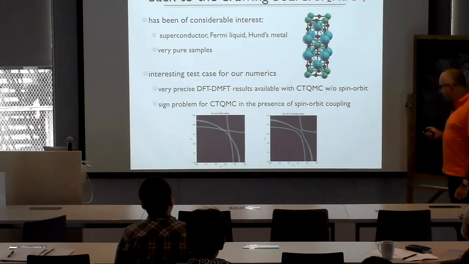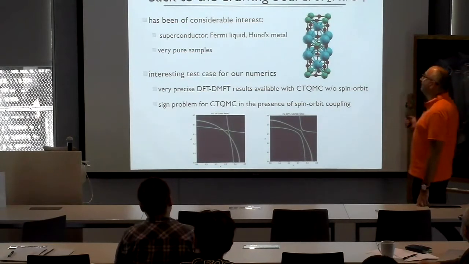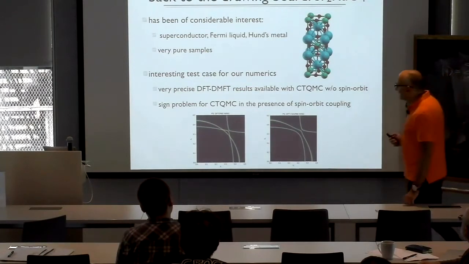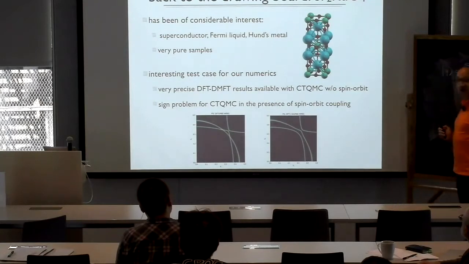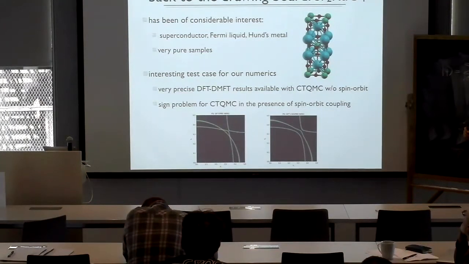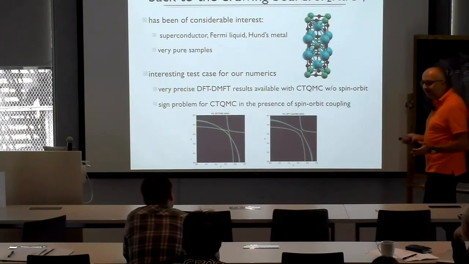So what did we do? What did we look at? Strontium ruthenate. Well, this has been of considerable interest because it has lots of interesting theoretical aspects: superconductivity, thermal liquid, Hund's metal. There are experimentally very pure samples. And for numerics, it's a very precise test case if you kick out spin-orbit coupling, which this material has, because there are extremely precise DFT, DMFT results available that were obtained with CTQMC. I think this has always been a model that Antoine has been greatly in love with.